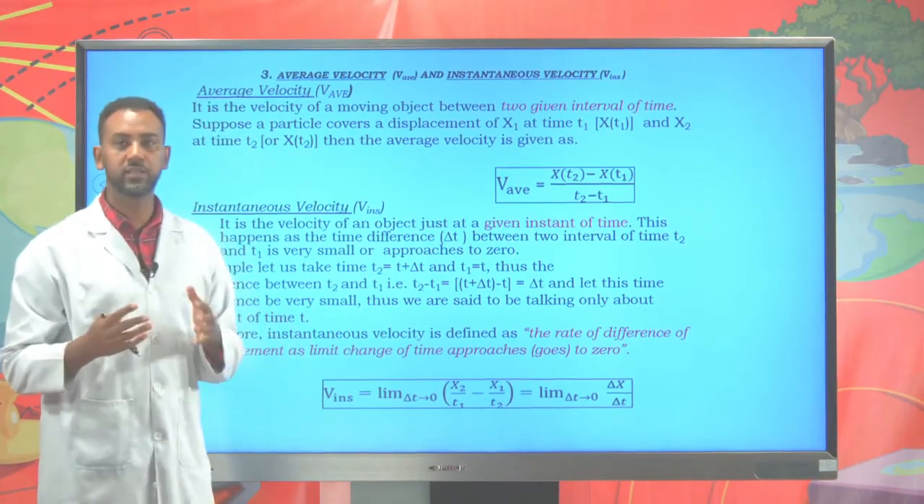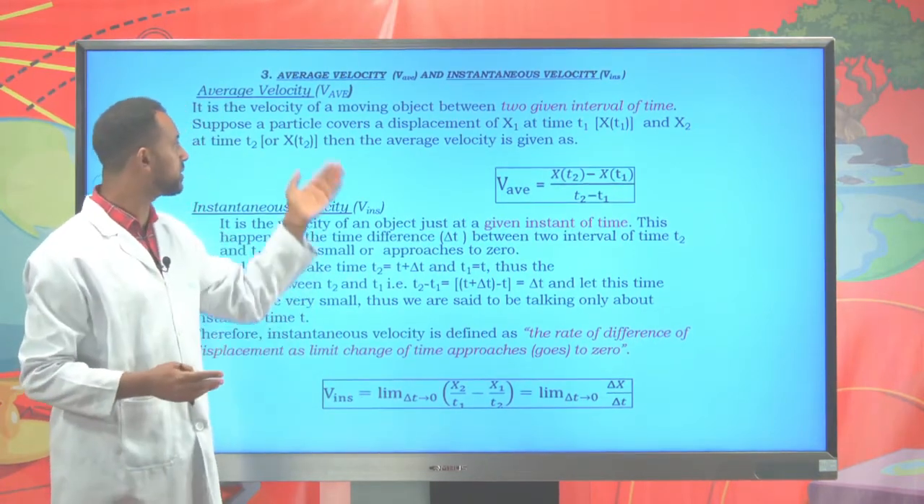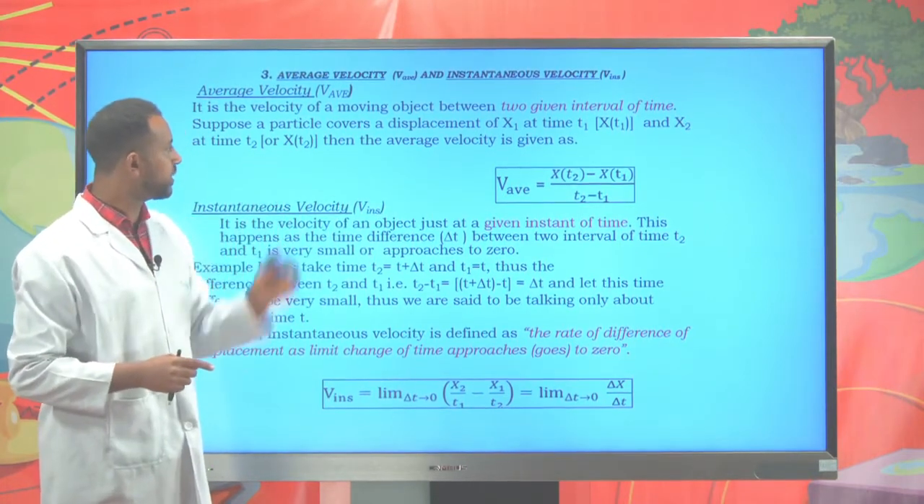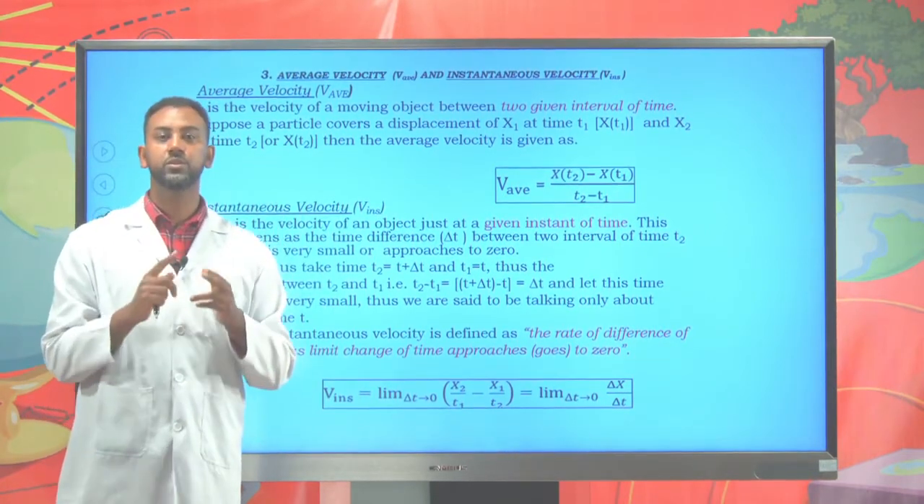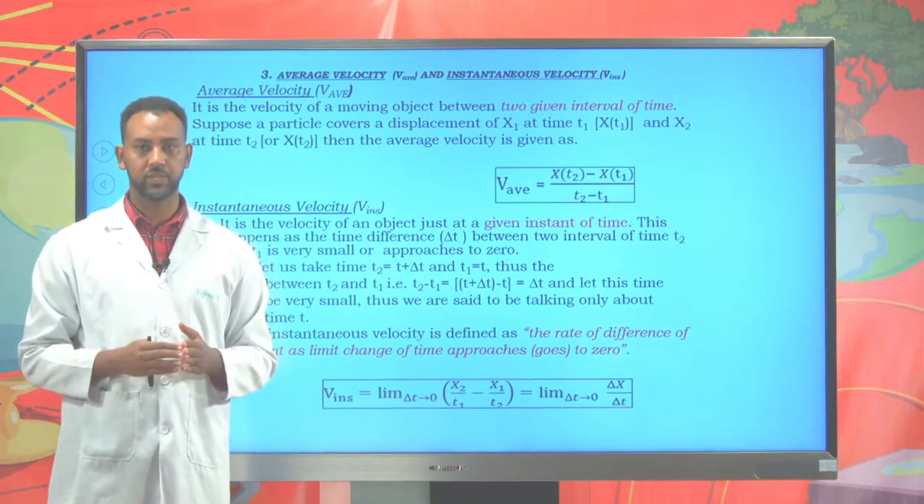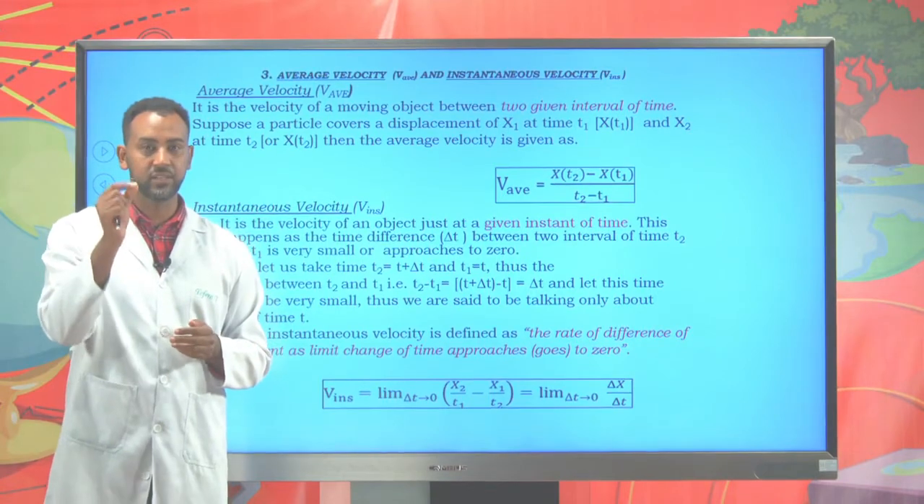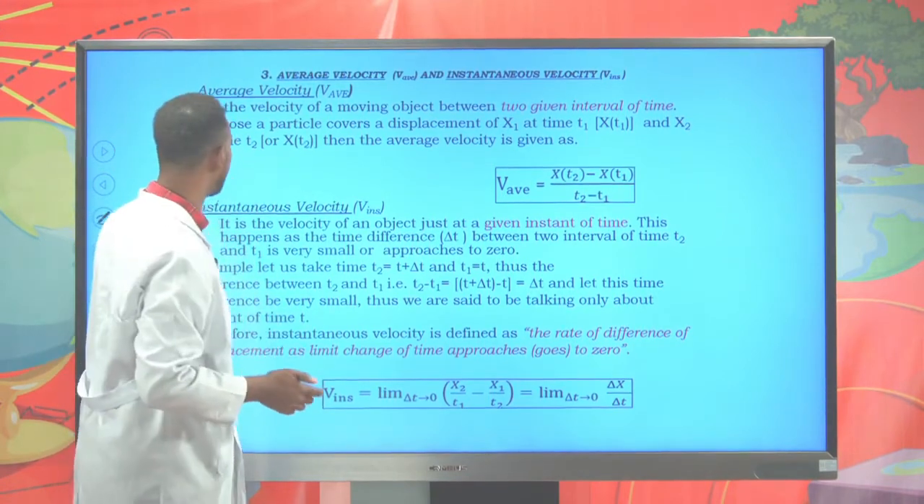Now let's try to see the different types of velocity. It's possible to discuss average and instantaneous velocity. Average velocity is a velocity between two given time intervals, whereas instantaneous velocity is a velocity at a given instant of time.